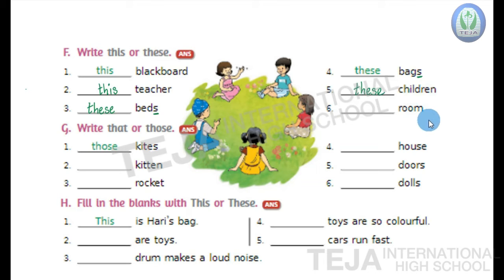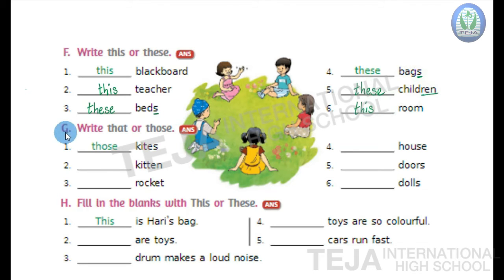Sixth one, dash room. Only one room is there. So we use the word this. For plural form we use these. For singular form we use this. Now once we read all the sentences, children, all of you read along with me. This blackboard, this teacher, these beds, these bags, these children, this room.